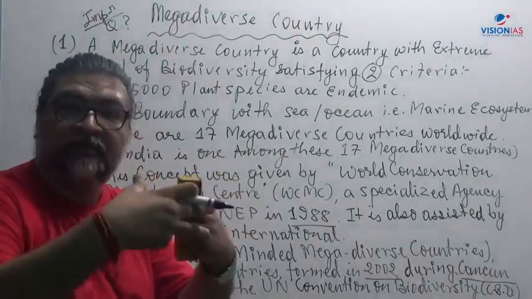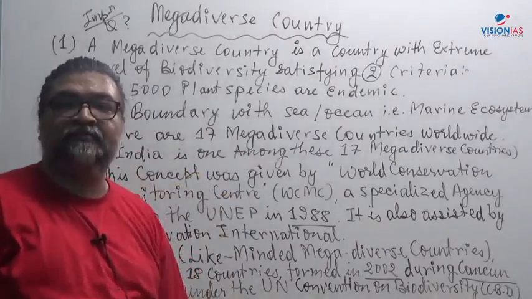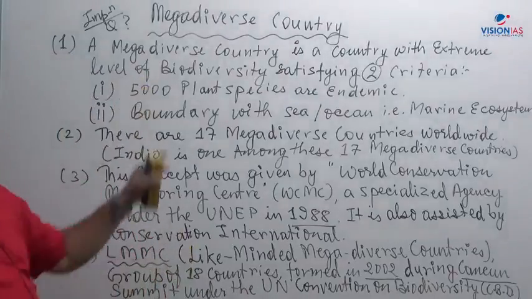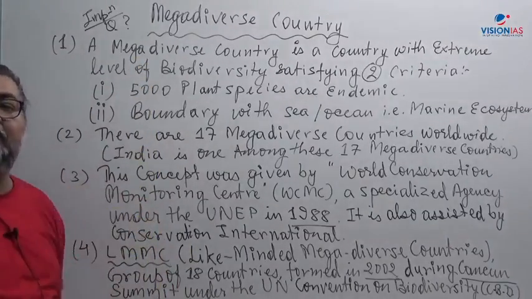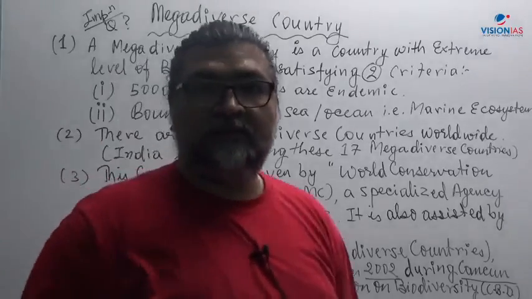They came together as a group. That is called LMMC. So there are two concepts. One concept is point number 1, 2, 3. Another concept comes at point number 4. Right? Did you understand that?